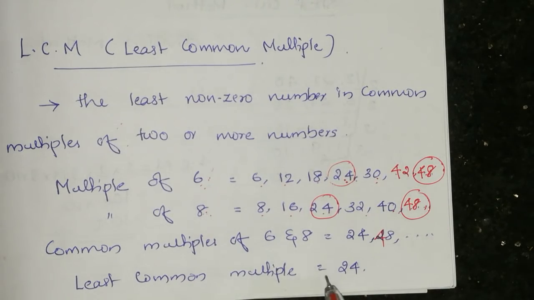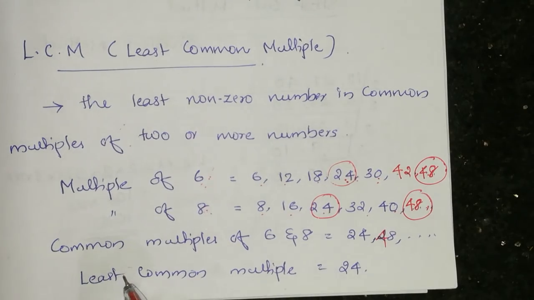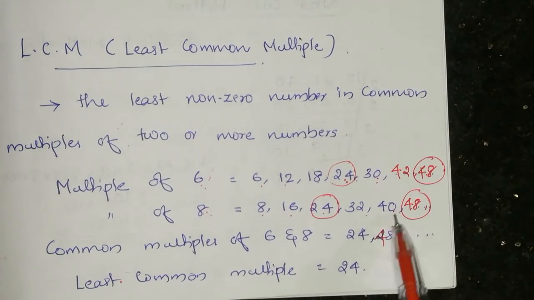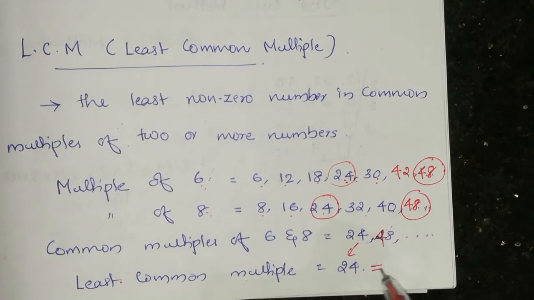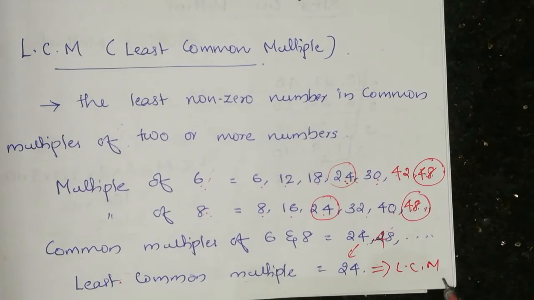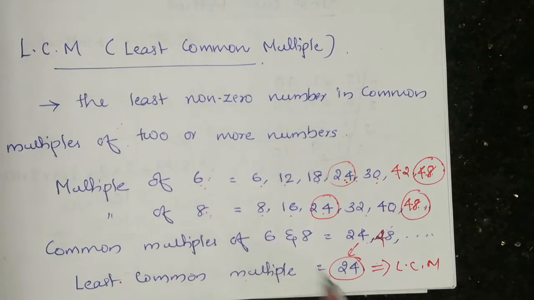Which is the least number, the smallest number in these common multiples? In these common multiples, the least number is 24. So the least common multiple, LCM, of 6 and 8 is 24. This is what we mean by the LCM.